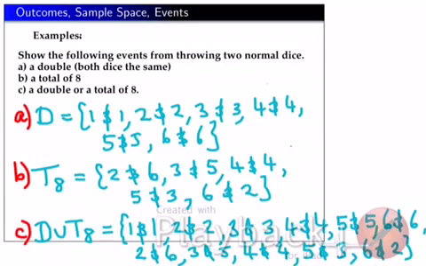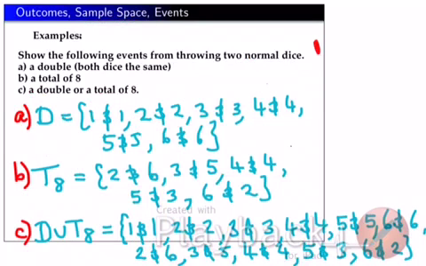Okay, so I think everybody should understand what an outcome is, what a sample space is, and what an event is. So when I'm rolling 2 normal dice, an outcome would be something like 1-1 or 2-2. An event would be something like when I throw a double, or when I throw the 2 and they add to 8. And then the sample space is all the different types of outcomes that I could have.